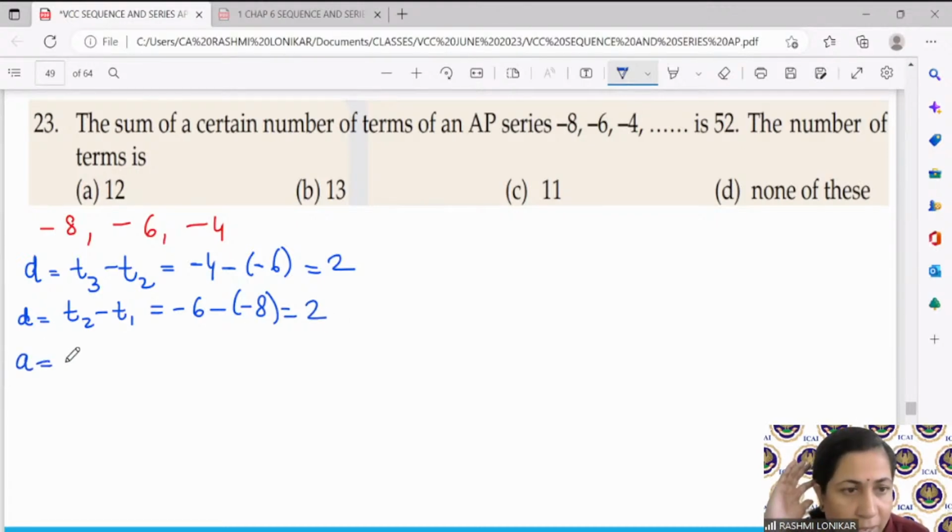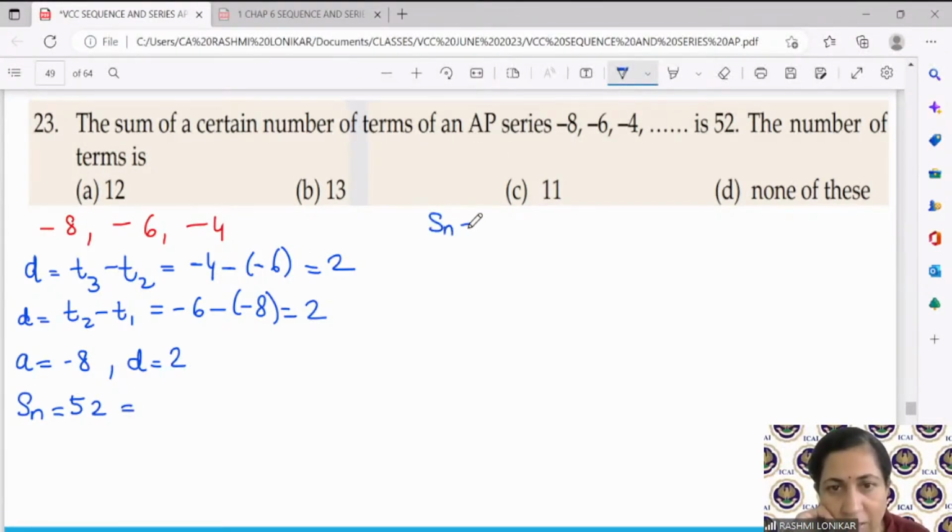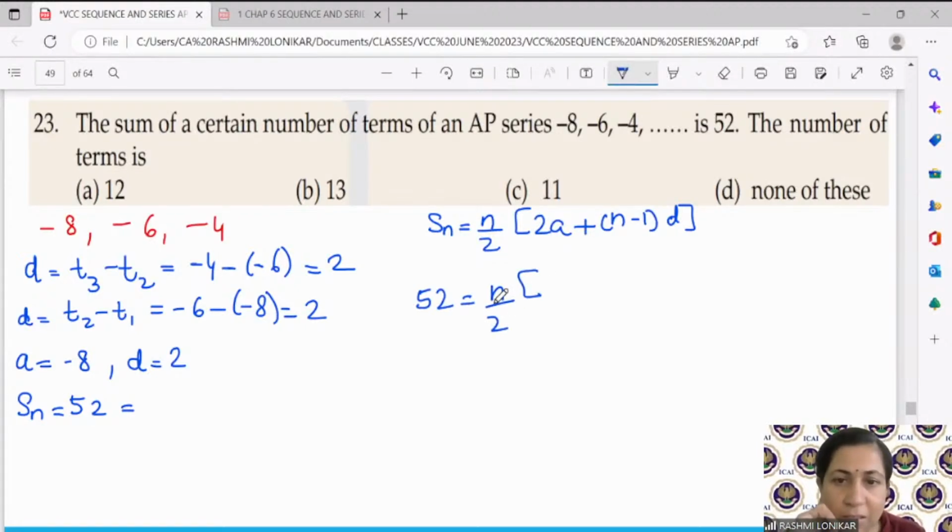What is the value of A? A is -8. What is the value of D? D is +2. What is Sn? Sn is given to me as 52. Let me write down the formula: Sn is equal to n by 2 into [2A plus (n minus 1) into D]. The value of Sn is given, so 52 is equal to n by 2 into [2A, and A is how much? -8, so this is -16, plus (n minus 1) into D. How much is D? D is 2.